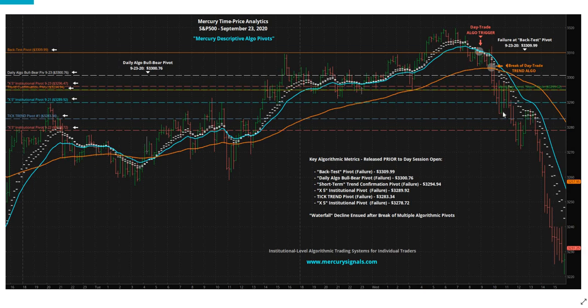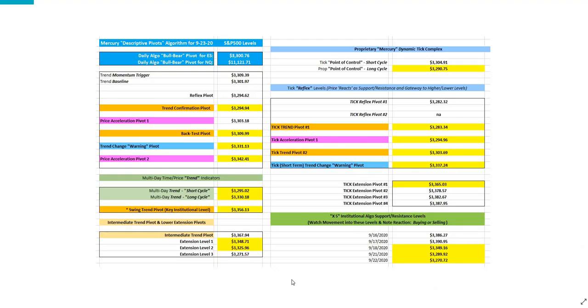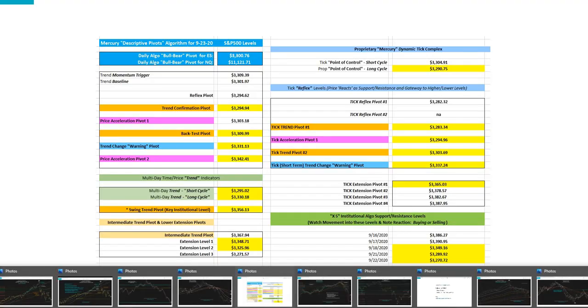You blow through that, you come back, that's where the back test fails, and then you just keep breaking these pivots one at a time. The X5 pivot for Monday at 32.89.92. The tick trend pivot for yesterday, which was 32.83.34. The X5 pivot for Tuesday. And every line on this chart was issued to our members before the day session opened.